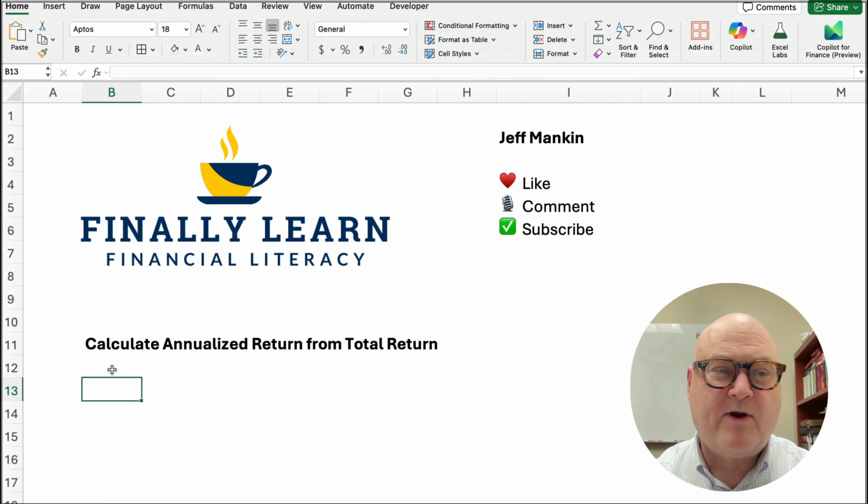Hello and welcome. Today we're working on how to calculate annualized returns if you really only know total return. You can easily do this in Excel, and I'm going to show you how this works.